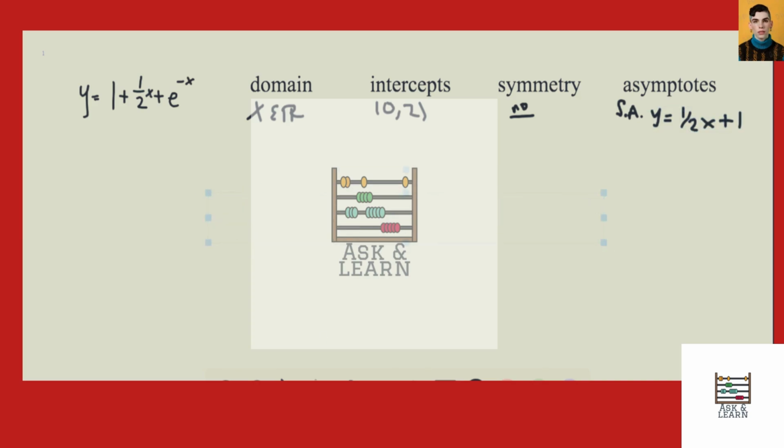Next thing we can do is find f prime. So our first derivative is 1 half minus e to the negative x, and solve for our critical points, and we have x equals ln of 2.